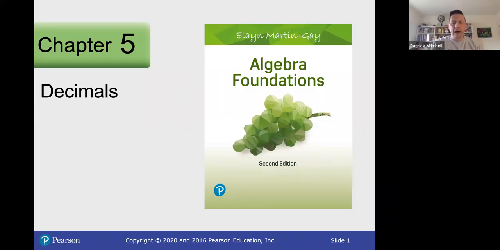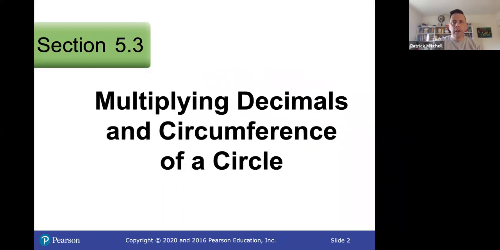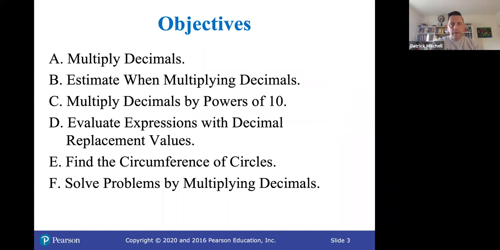We're continuing Chapter 5 on decimals, and today we're talking about Section 5.3, multiplying decimals and circumference of a circle. So the objectives in this section are to multiply decimals and then estimate when multiplying decimals, multiply decimals by powers of 10, evaluate expressions with decimal replacement values, find the circumference of circles, and then a little bit of problem solving.